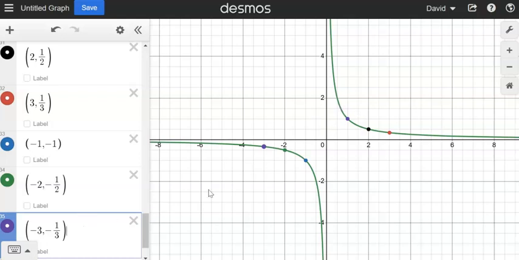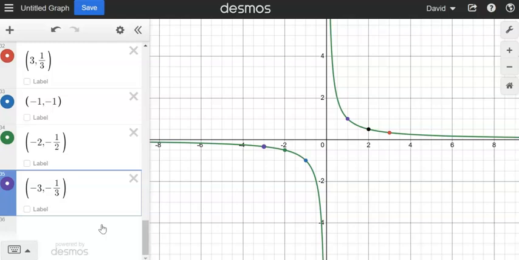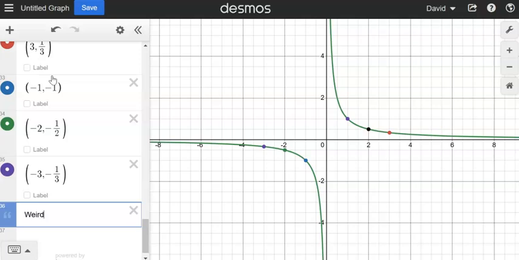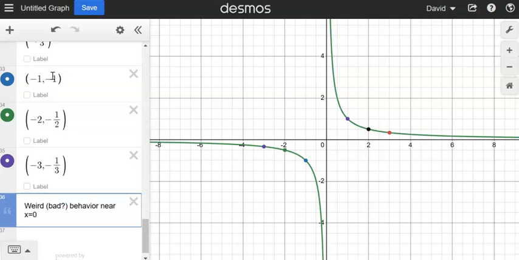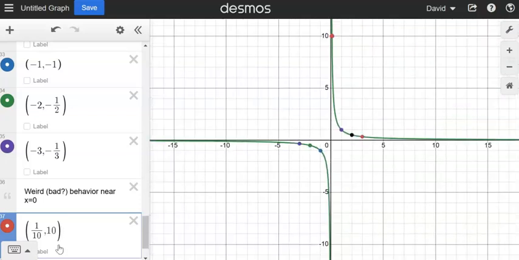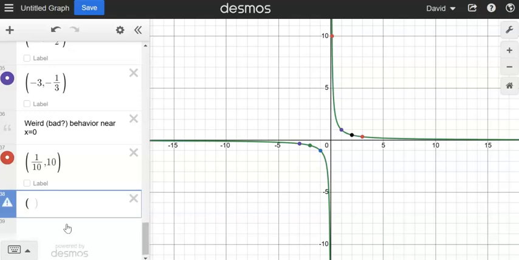But what's really weirder about this one, but which we shouldn't be surprised by, is that it's got really weird behavior. I'll put bad, question mark. Most of the times we consider this bad, but not always. Near x equals 0. Okay, and that's because if I take like 1/10, what's 1 over 1/10, or 1 over 0.1? It's 10. I get a relatively big number. Okay, and that's only going to get more extreme if I take like 1/100th as my x value.